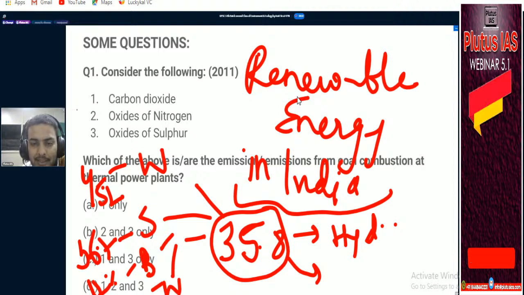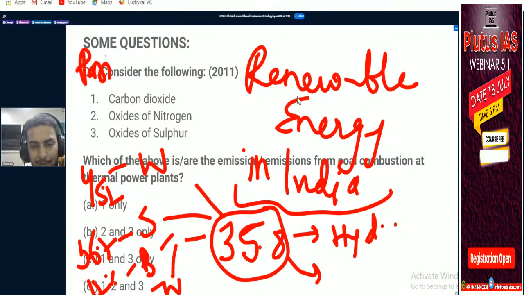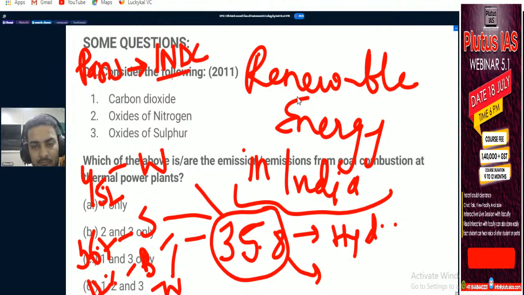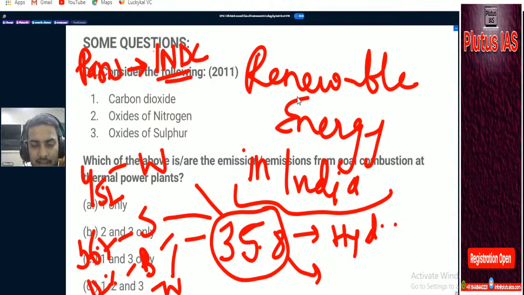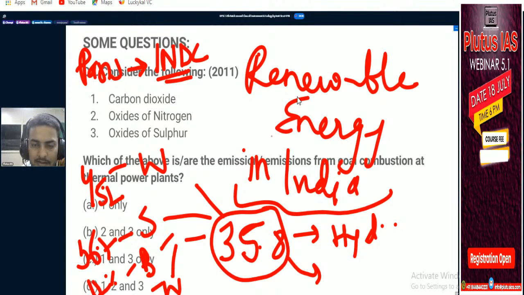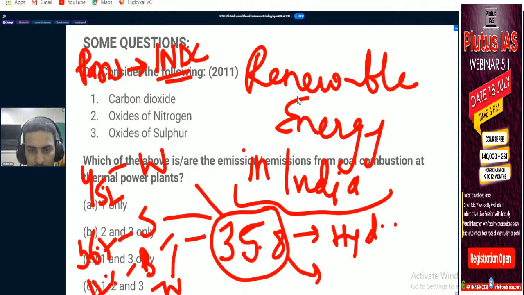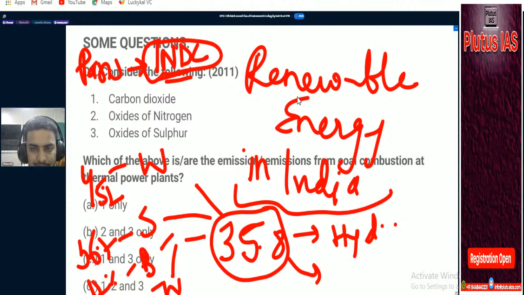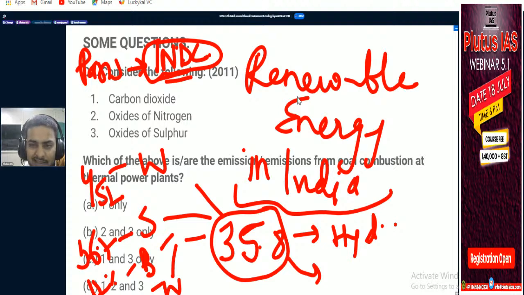Because I discussed the Paris Agreement, right? In the Paris Agreement, India came with INDCs. You can write it somewhere: intended nationally determined contributions. It is even written somewhere as NDCs. So what is INDC?